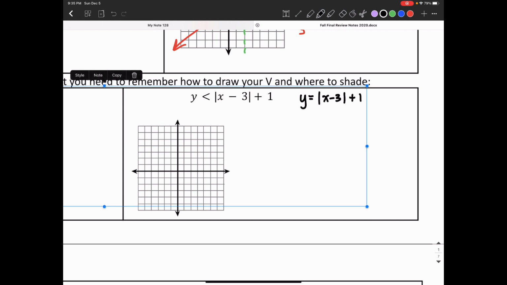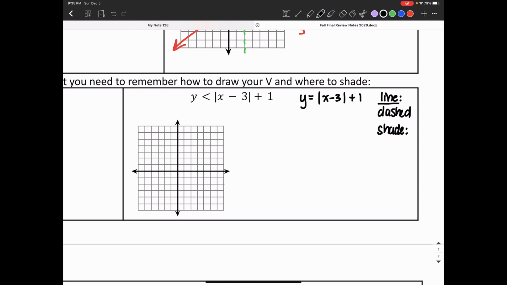Before I actually graph it, I want to talk about: should the graph be dashed or solid? Since it was just less than and not less than or equal to, the absolute value function itself is not included. Everything below it is. So it's going to be a dashed graph. And then where am I going to shade? Well, y is less than, so I'm going to be shading below.